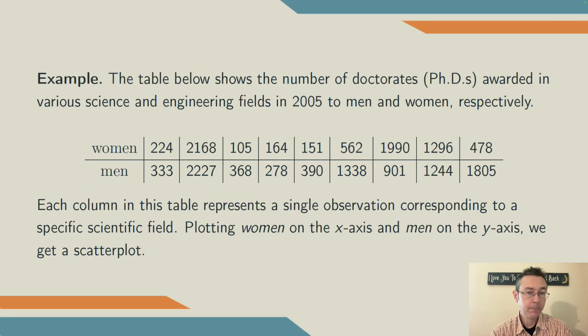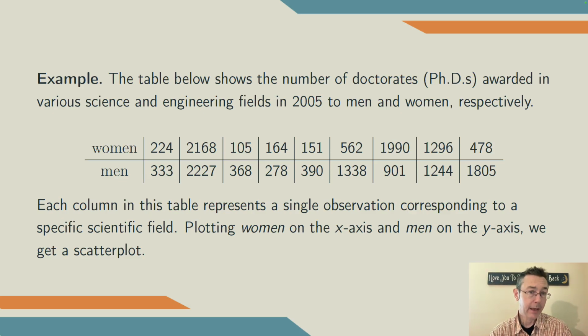Here's an example. The table that I'm showing you is showing the number of doctorates that were awarded in the United States in various science and engineering fields in 2005 to men and women respectively. So for instance, the first column, 224 and 333, represents the number of doctorates that were awarded in one particular field in that year to women and men respectively.